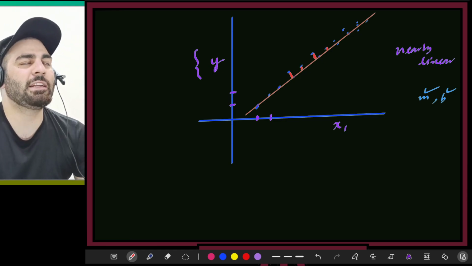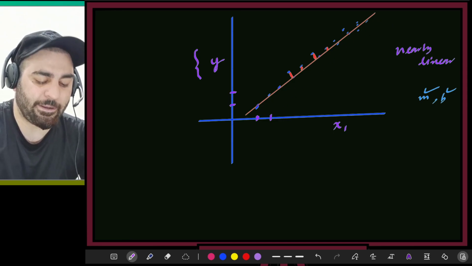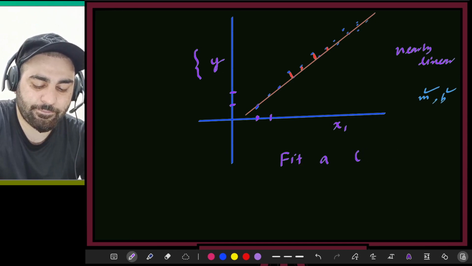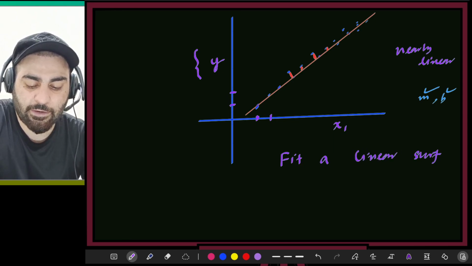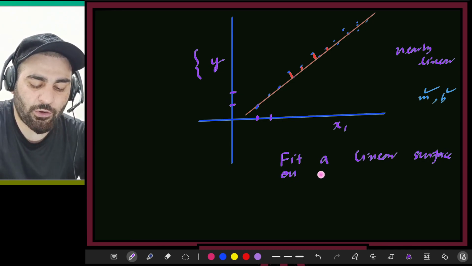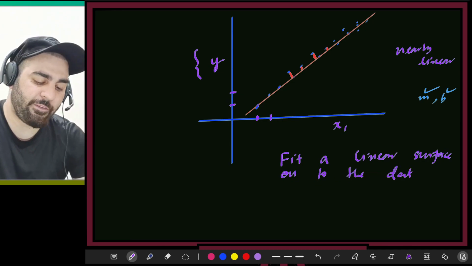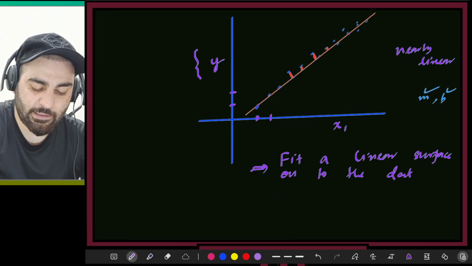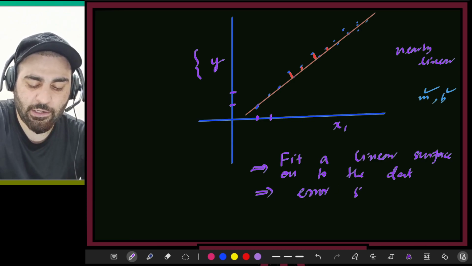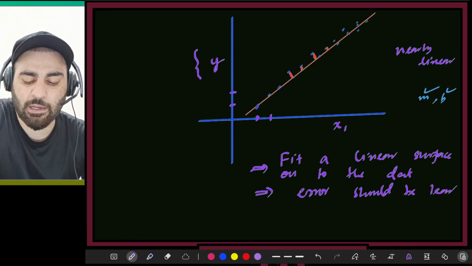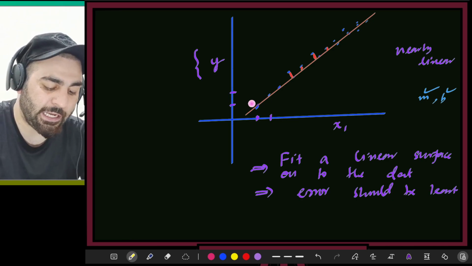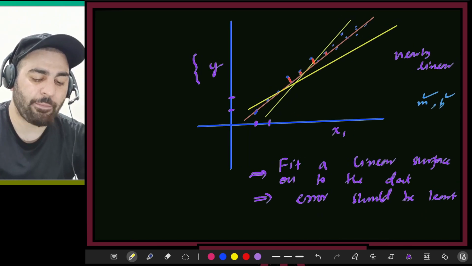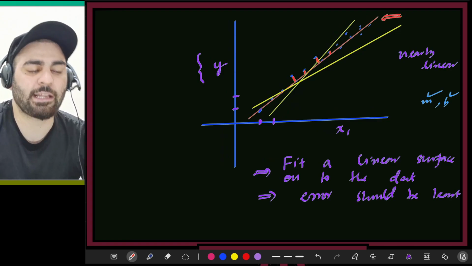So this is what linear regression does. It tries to fit a line, or rather a linear surface, onto the data. If I fit this line, it should have very little error; the error should be the least. Now you can ask me that there are infinite lines possible. I can also draw this line, which again is somewhat linear. But this red line is the line which will have the least error.